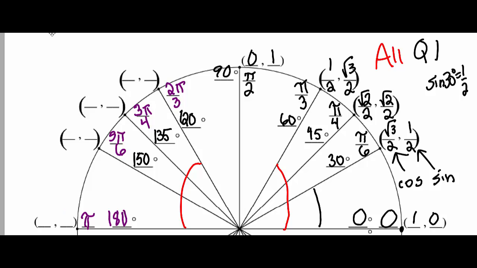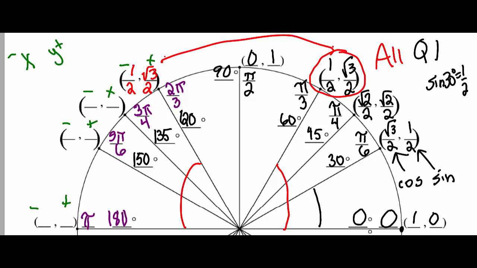In Quadrant 2, we know that x is negative and y is positive. So we want to label the points. We know that all of the points will have a negative x value and a positive y value. Now we will use the work that we have already done in Quadrant 1. If we take this point here for 60 degrees and we reflect it across the y-axis, the value here would be negative 1/2 and positive square root of 3 over 2.